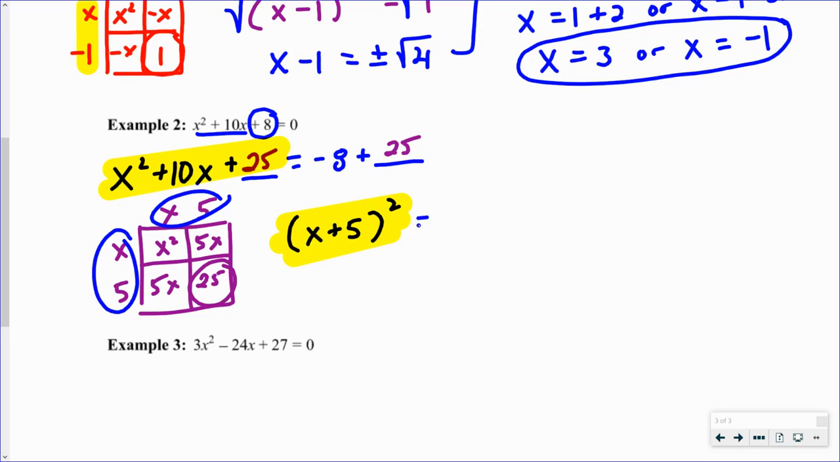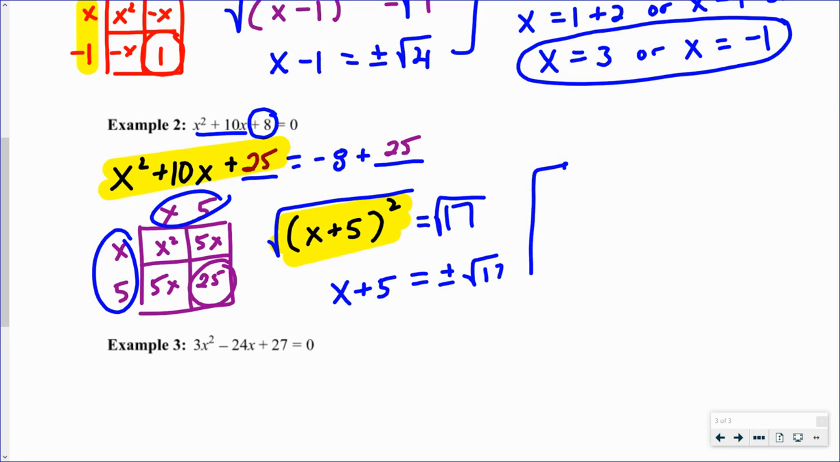Okay, and this is going to equal -8 plus 25, which is just positive 17. So just like in the previous example, square root both sides, and we get x plus 5 equals plus or minus the square root of 17. We're going to subtract 5 from both sides and get x equals -5 plus or minus the square root of 17. So again, this one clearly was not factorable.